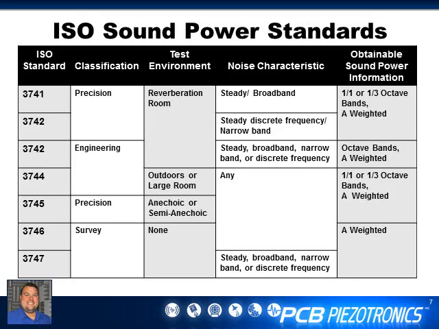This is the same list, only organized a little bit better, given a classification, a test environment, and a noise characteristic, and what data you're getting out of it. And again, it's more in depth, but it's also easier to read, and it gives you a good idea of the different measurements that you can decipher out of a particular standard.